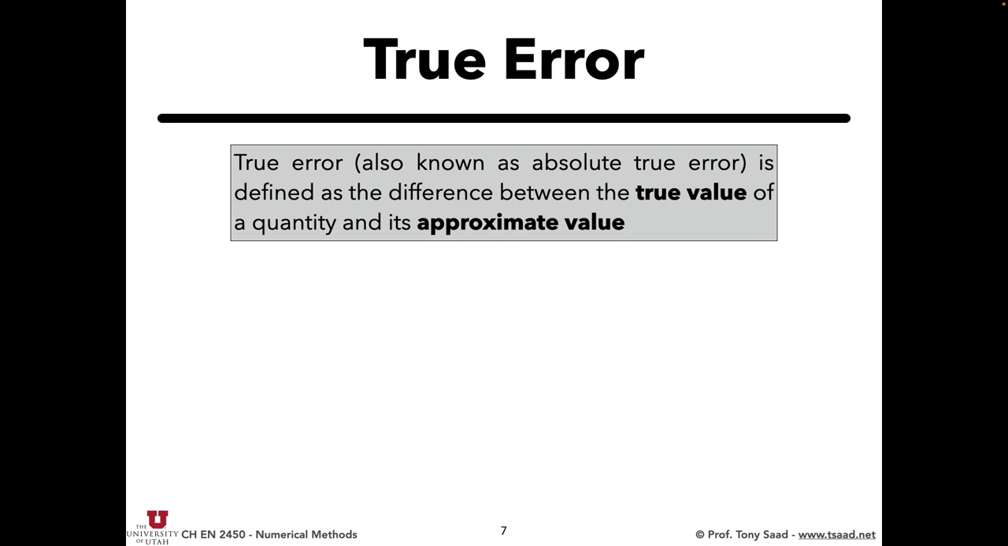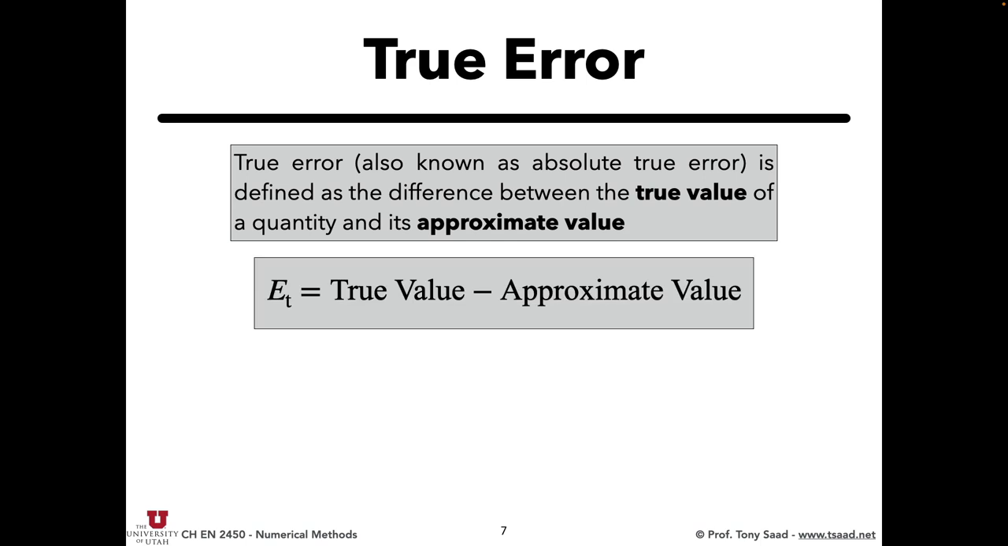Okay. Siri, you don't know about errors. Okay. So true error, also known as absolute true error, is defined as the difference between the true value of something and its approximate value. Remember, numerical methods is all about approximating things, okay? So we define the true error as, in this class, capital E subscript T.